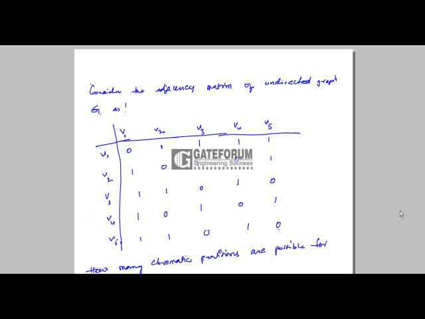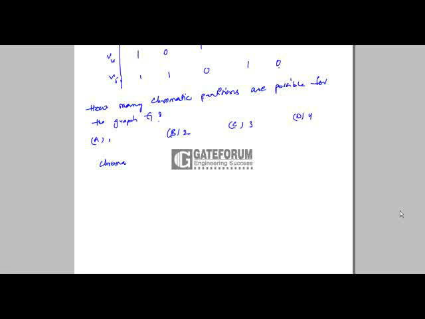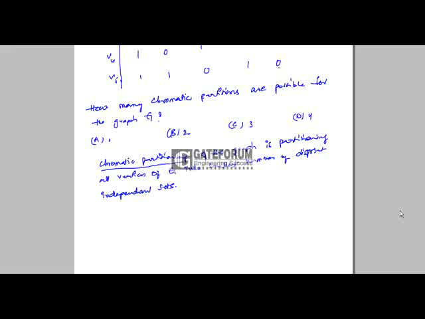So let us write the definition of chromatic partitioning. Chromatic partitioning of the graph is partitioning all vertices of the graph G into the smallest number of disjoint independent sets. This is the definition of chromatic partitioning.